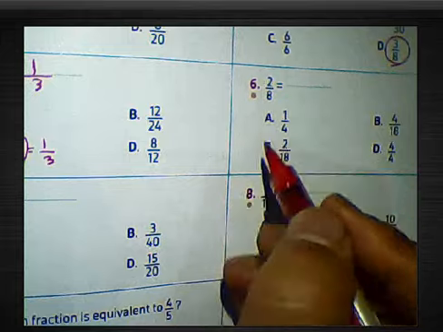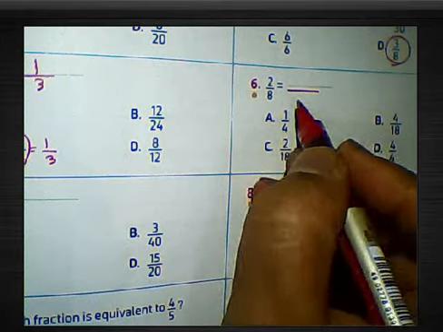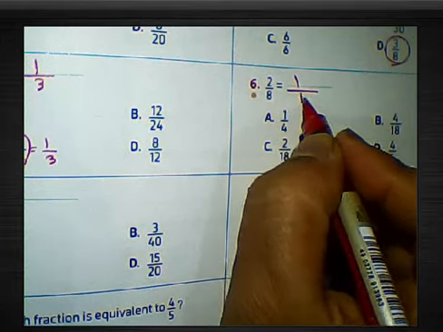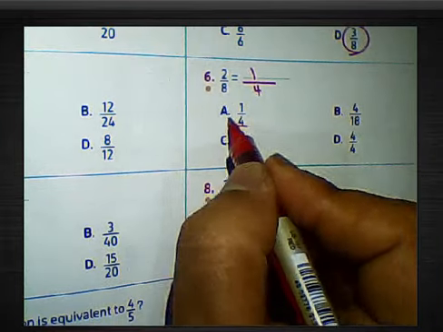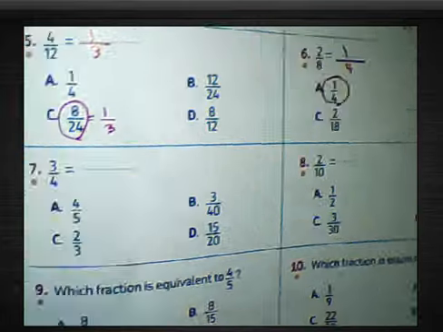Question number 6. 2 over 8. We can simplify it by dividing by 2. 2 divided by 2 equals 1 and 8 divided by 2 equals 4. The result will be 1 over 4. Letter E. Question number 7 here.